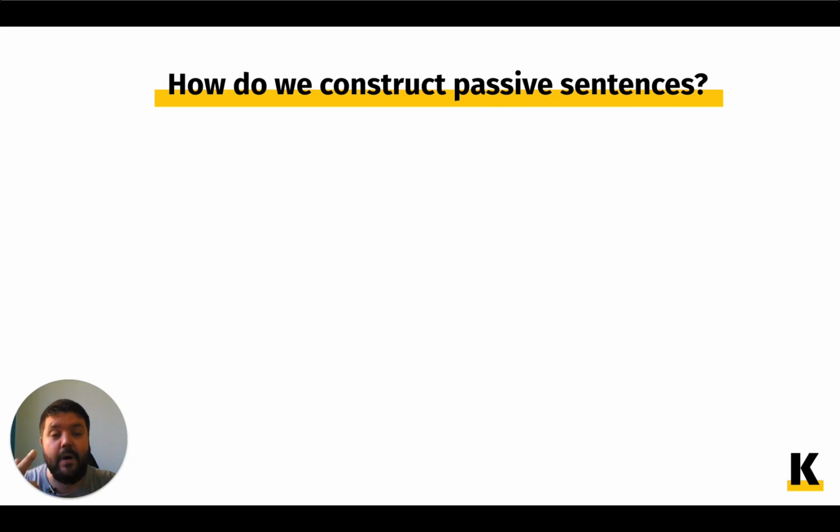And this might be the most important question: how do we construct passive sentences? And it might seem a little complicated at first, but it's actually really, really simple. So all pure passive sentences are constructed in the same way. And I say pure because there are other passive structures that don't follow this particular construction process. But as I say, all pure passive sentences are constructed like this.